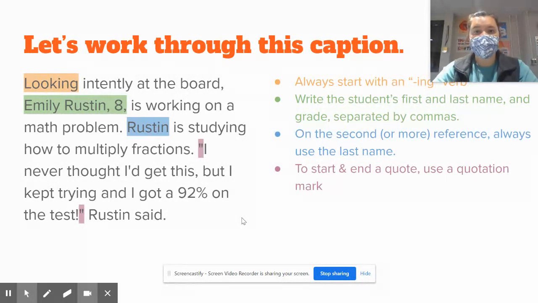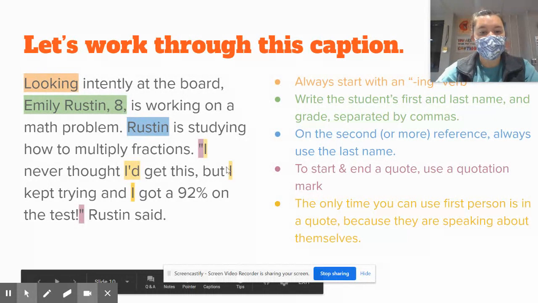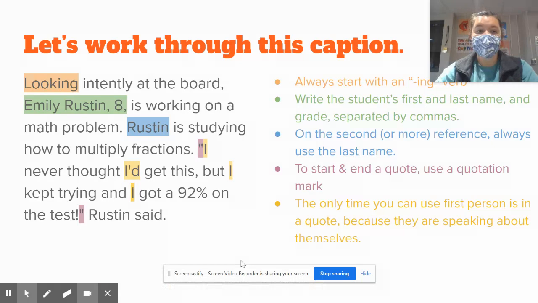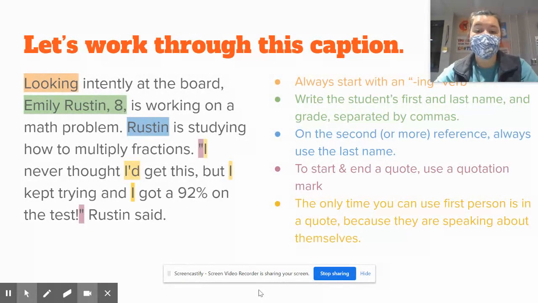Now we're going to get into the quote. You always start a quote by adding a quotation mark, okay, and you end it with one. Everything they say has to go inside quotation marks. If we don't have those, we don't realize that it's a direct quote. Now this is where I already talked about it a little bit, but you'll notice in this quote they use the word I 4 times. That's because that's what the person said, so it's okay. You'll notice I don't have first person anywhere else in this caption. I'm not putting myself into the caption, okay, just in the quote, because that's exactly what the person said.